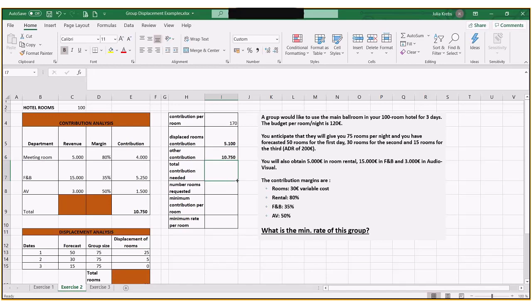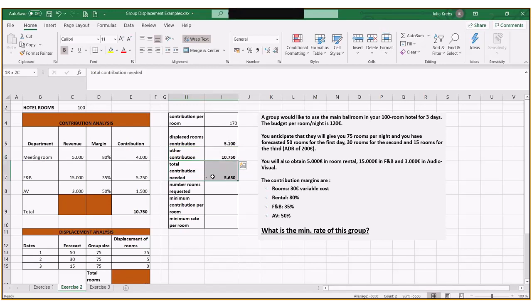Now what is the total contribution needed? And that's the important step here. Obviously it's going to be the total of the displacement minus other contribution that we are gaining. Why is that? Because the other contribution is something that we need to additionally consider as a positive factor from the group. So they're getting us more revenue. So we need to offset that, if you will, against the minimum rate that we're going to charge them per room, because that revenue is already going to come in. Meaning we need to take it off from the displacement.